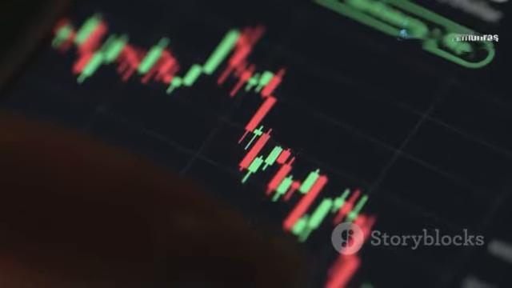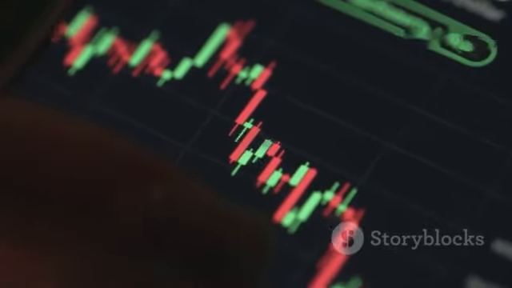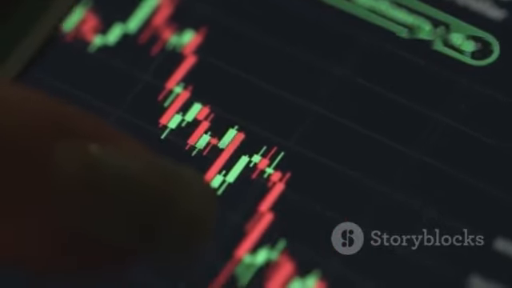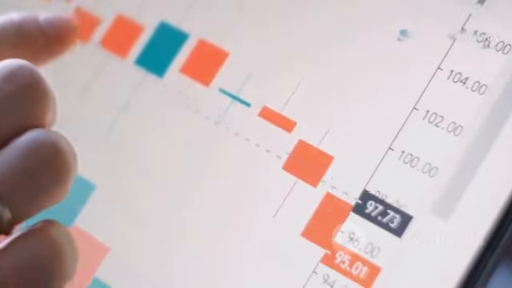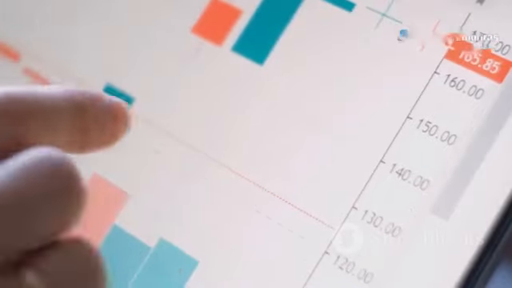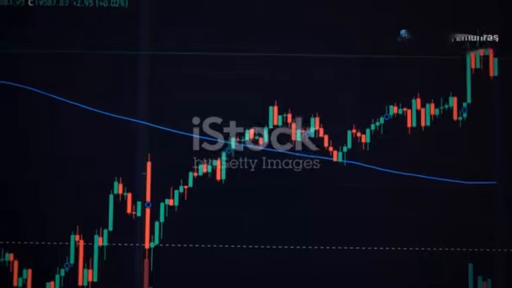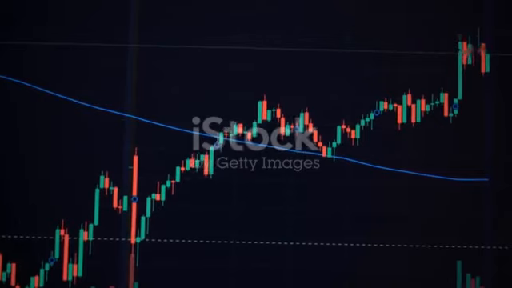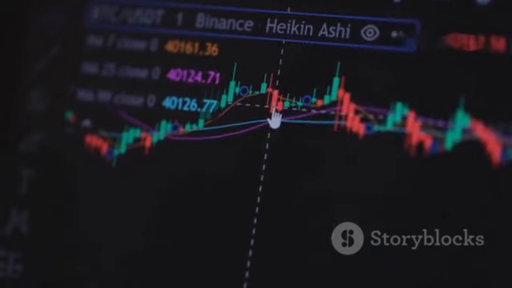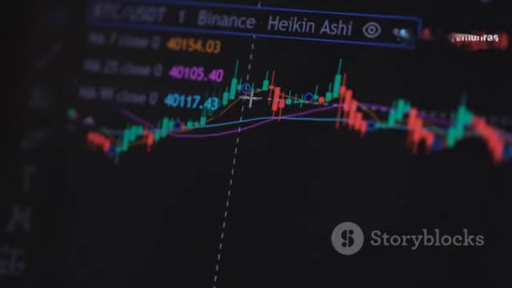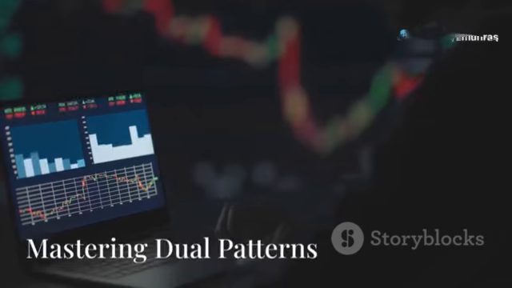Then you've got the hammer, a bullish reversal pattern that typically appears at the bottom of a downtrend. It's characterized by a small body at the top and a long lower wick, indicating that sellers tried to push the price down, but buyers stepped in and drove it back up. On the flip side, the shooting star is a bearish reversal pattern found at the top of an uptrend. It looks like an inverted hammer, with a small body at the bottom and a long upper wick.